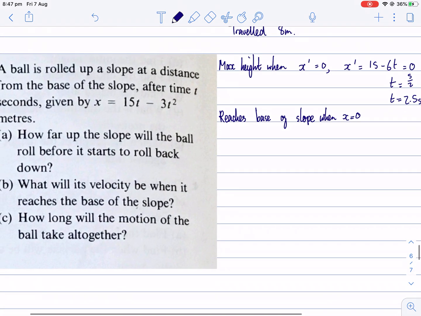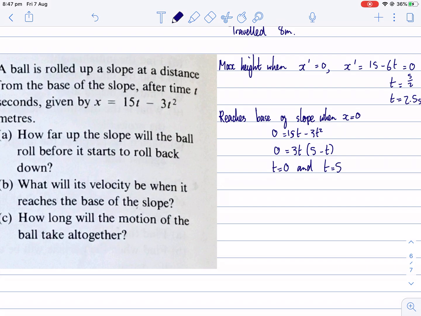So it reaches the base of the slope when x equals 0. So 0 equals 15t take 3t squared. So t equals 0 and t equals 5. So when t equals 5, x dash equals 15 take 6 times 5, which is negative 15 meters per second. It's negative because it's rolling back downwards.